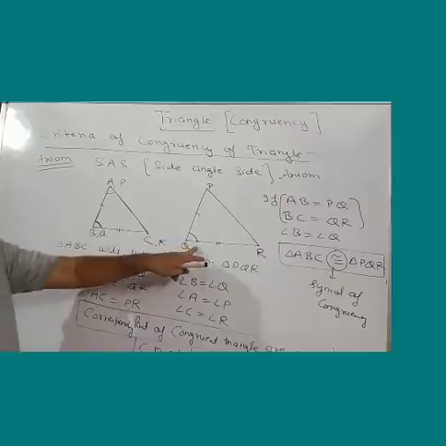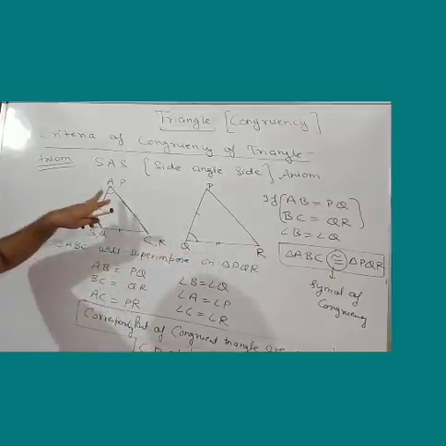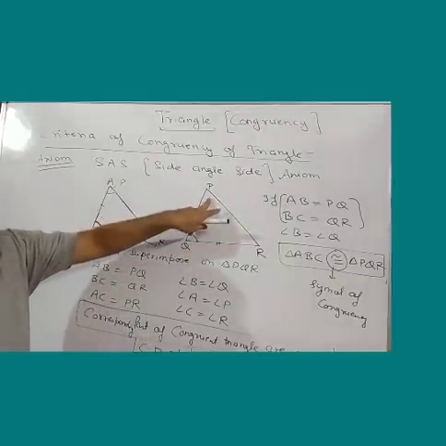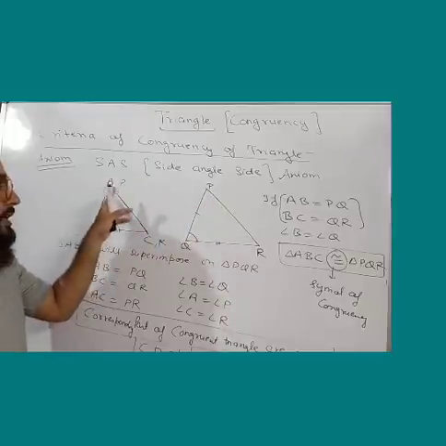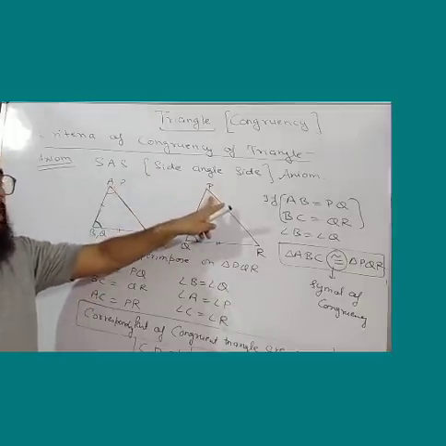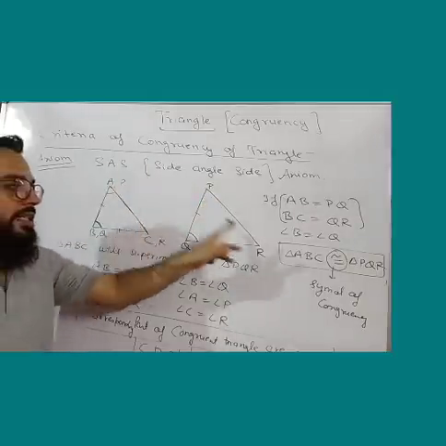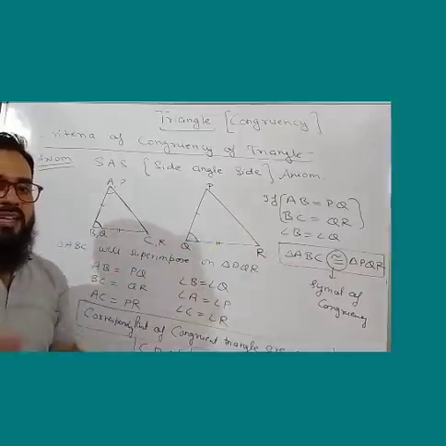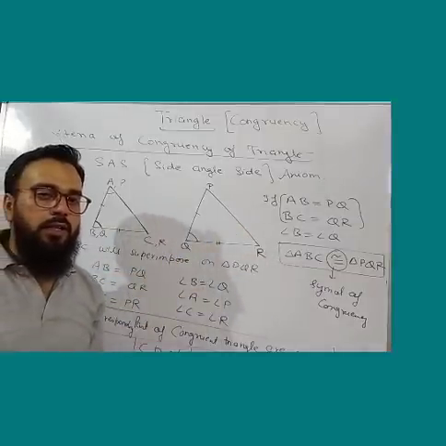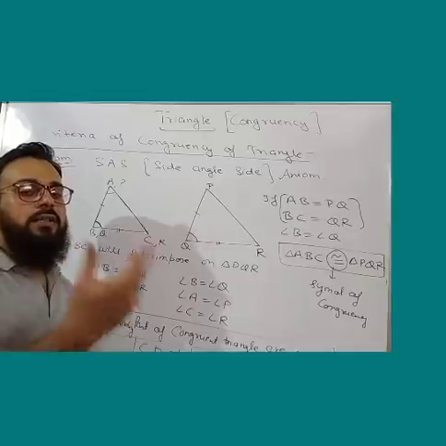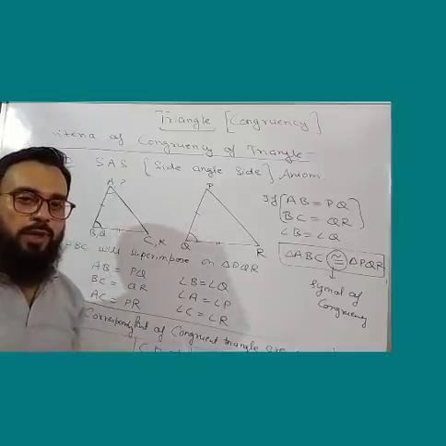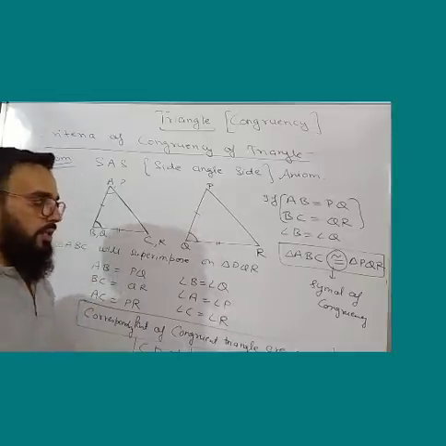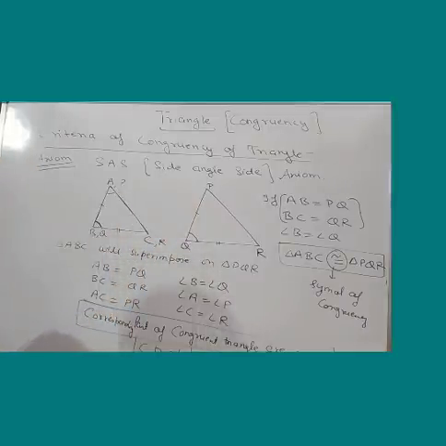Angle B was equal to angle Q. Then the angle A will be equal to corresponding angle P. The angle corresponding to angle A is angle P, and the angle corresponding to C is angle R. So if any one criteria holds in the congruency, then all the other sides and angles will also be equal. Clear? So this is our first criteria, side angle side criteria.